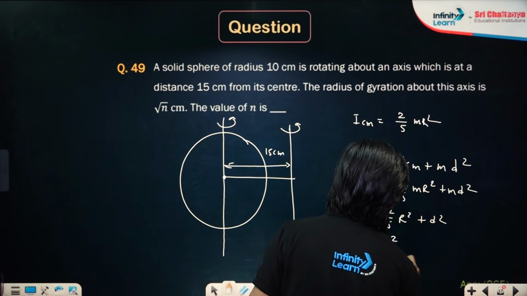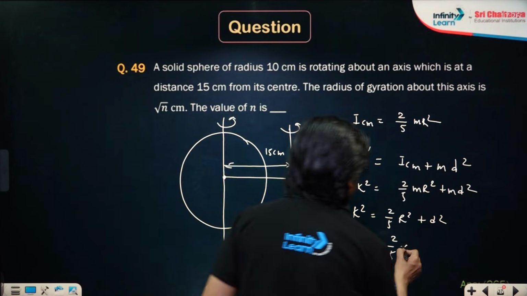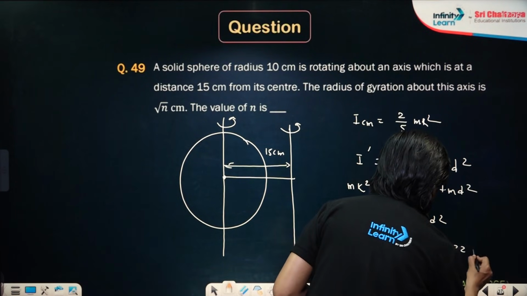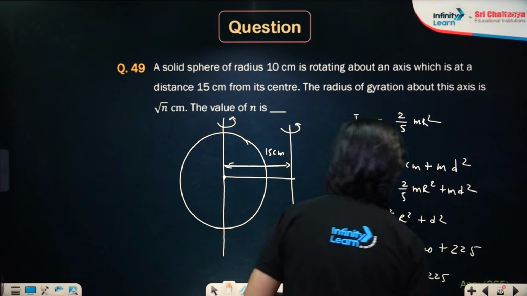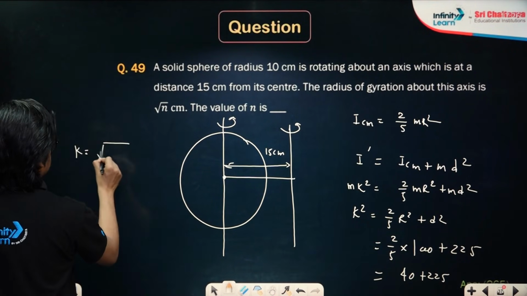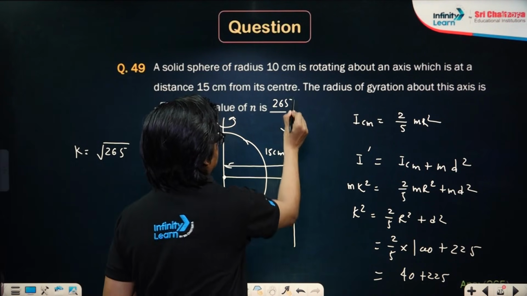This is 2 by 5 into r square. So r square is 100 plus d square, that is 15 square, 225. It is 40 plus 225. So this is going to give us k equal to square root of 265. So value of n is actually 265.